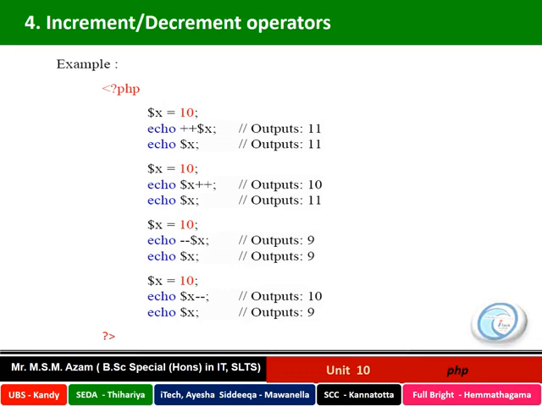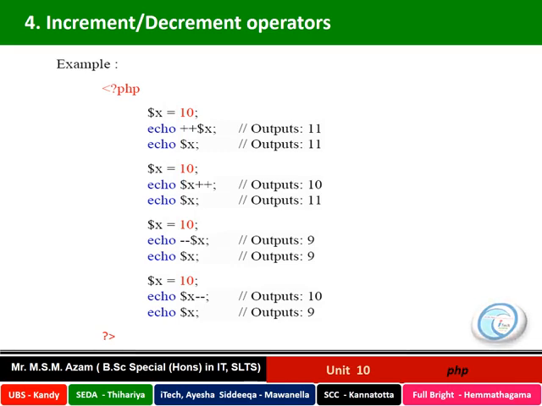See the next one. Here, variable x equal 10. Next I say echo $x++. This is called post increment. Here, first we have to return the value of x. That is 10. After that only we increment the value of x by 1. Then when I call echo $x, it returns 11 as the output.